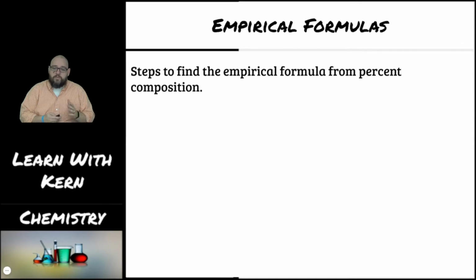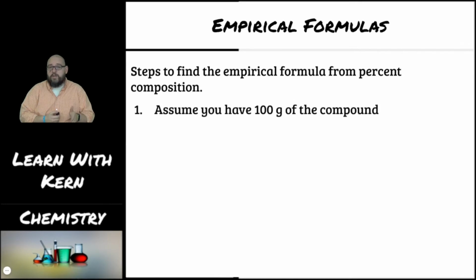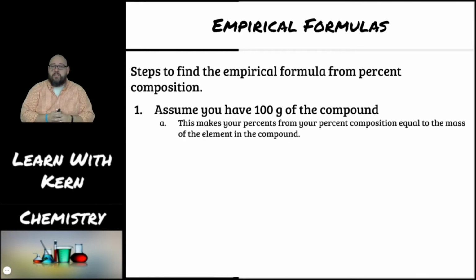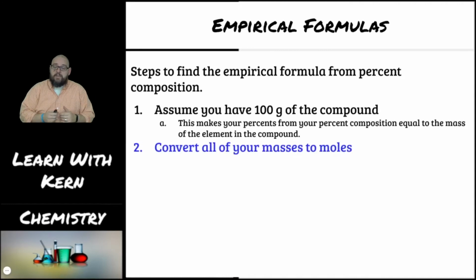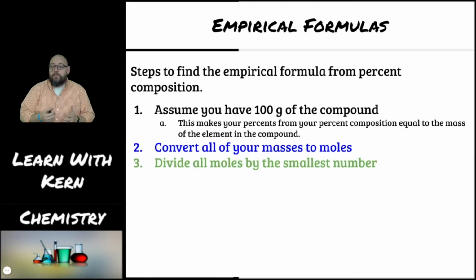So we're going to first assume that you have 100 grams of a compound. We do that because it makes our percents a whole lot easier. If I have 100 grams of a sample, and it's 33% oxygen, that means I have 33 grams of oxygen. That's pretty simple. So we're always going to assume that we have 100 grams of our sample. And then we're going to convert all of those amounts to moles. That's why we spent that time doing mole conversions, because we're going to convert our grams to moles so that we have a molar amount. And then we're going to divide all of those by the smallest number.